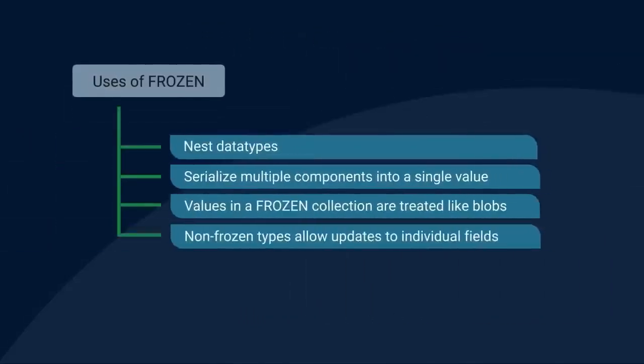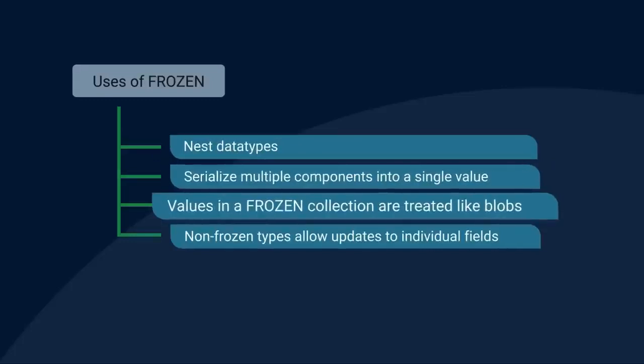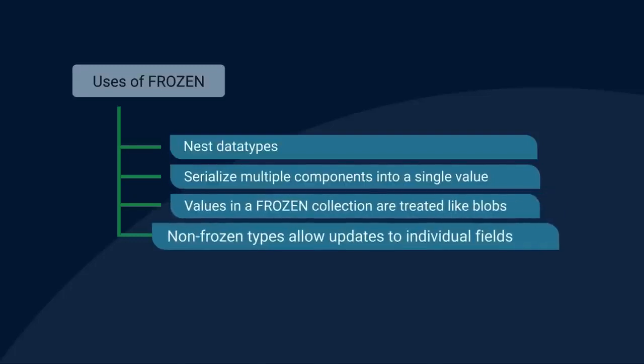Here's another collection type, frozen. If you want to nest collections inside other collections, you will have to use the frozen keyword. Without using frozen, you cannot nest a collection inside another collection. Frozen allows us to serialize multiple components into a single value. Essentially, frozen will turn that value into a blob. If you want to update a single value in the collection, you can't use the frozen keyword.